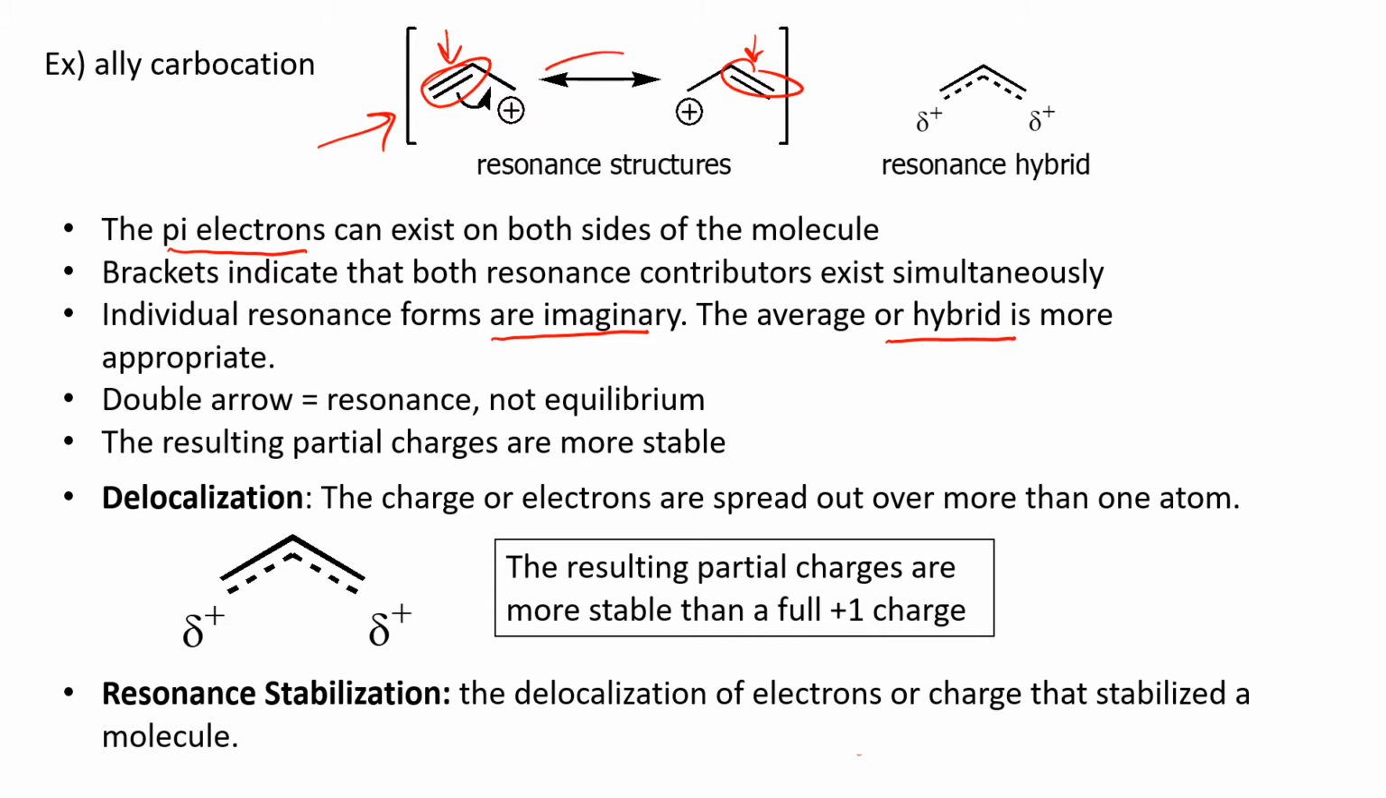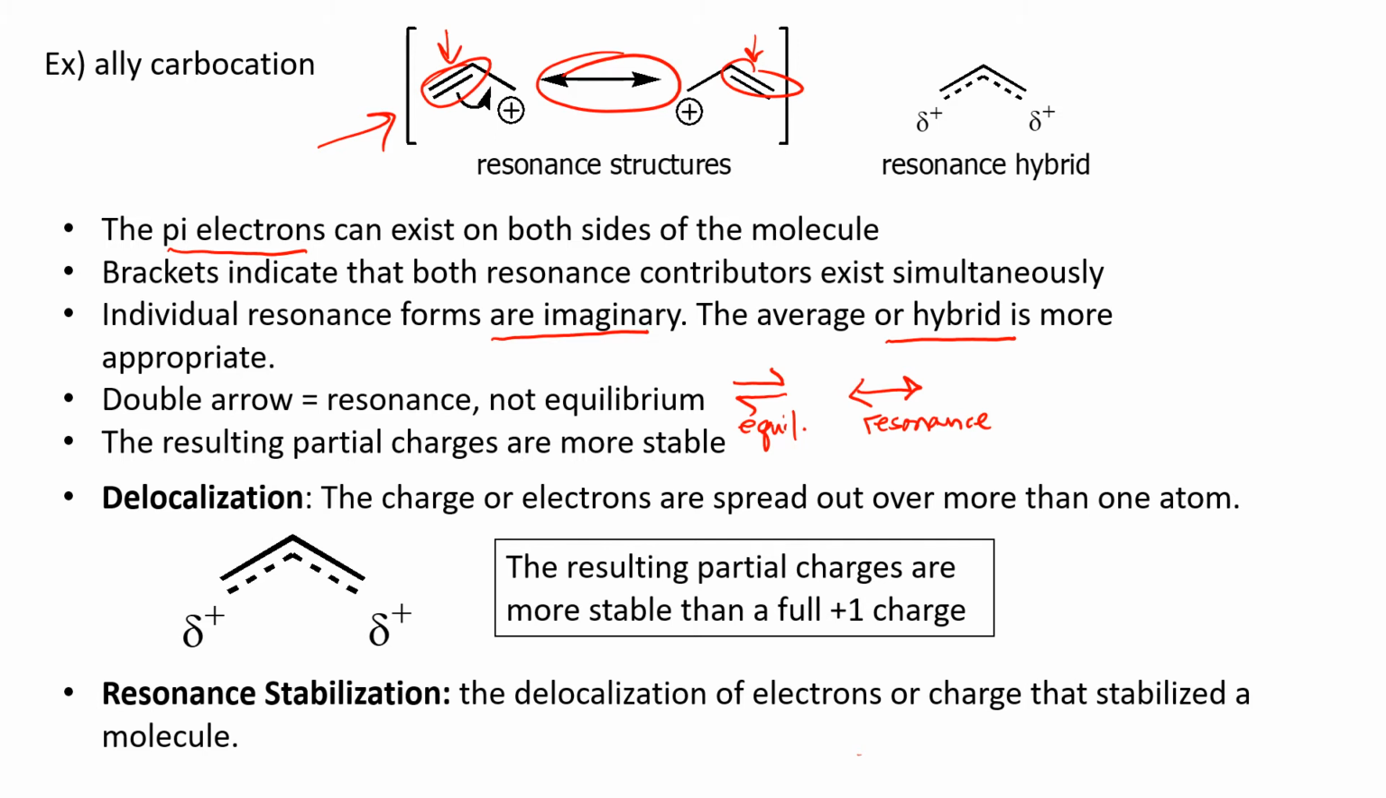And when you see a double arrow, that's used for resonance. It's not equilibrium. Equilibrium double arrows look like this. The double-headed arrow, that's for resonance. So you saw the double arrow in Chem 1, and our double-headed arrow here is going to be for resonance.